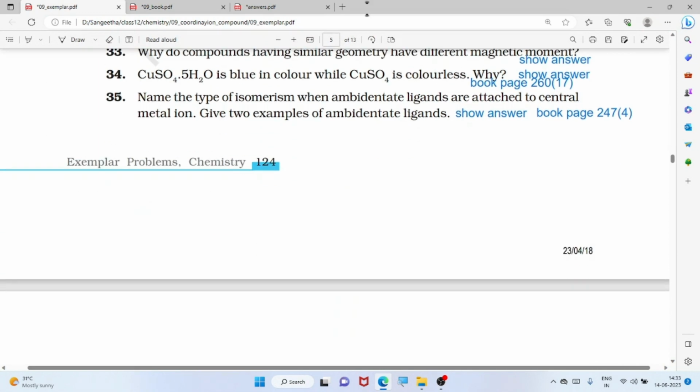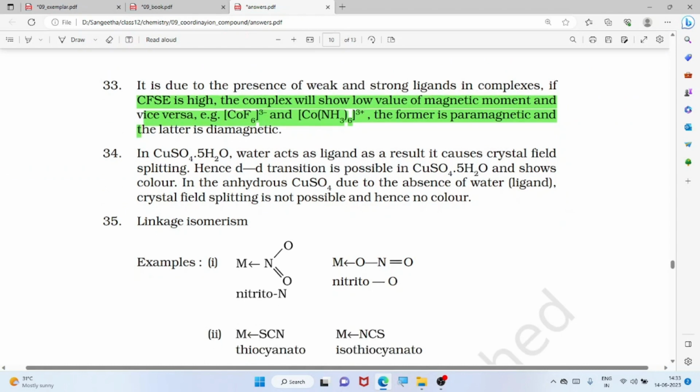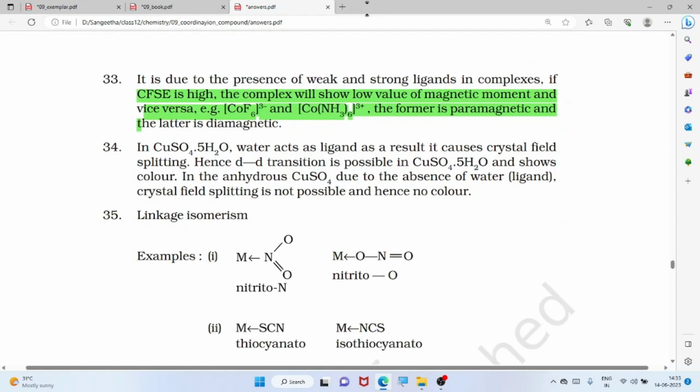CuSO4·5H2O is blue in color, CuSO4 is colorless. Why? In CuSO4·5H2O, water acts as a ligand. As a result, it causes crystal field splitting. Hence, d-d transition is possible in CuSO4·5H2O and it shows color. In anhydrous CuSO4, due to the absence of the ligand, crystal field splitting is not possible and there is no color.